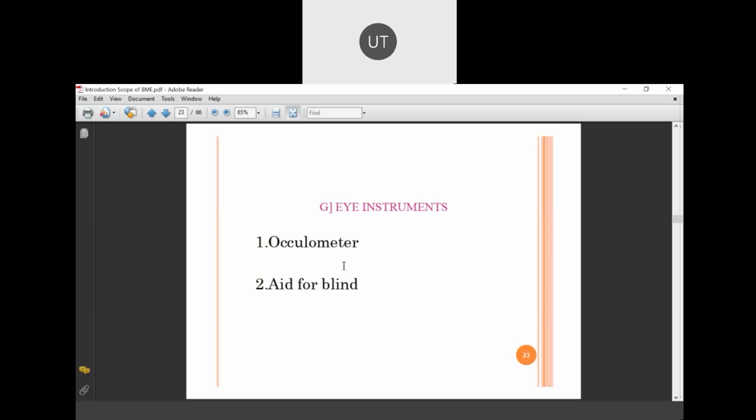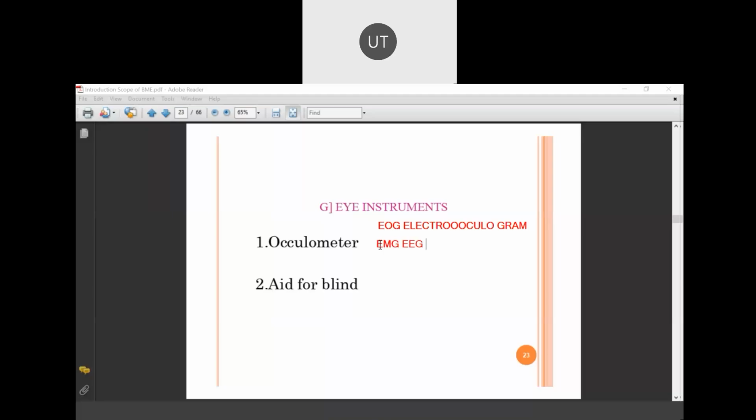Then oculometer is there. Again, if you want to measure the electrical activity related to the eye movement, it is called the EOG, electrooculogram. This might be a new term for you, but the signals generated by the eye will get intermixed with the muscle signals or with the brain signals, that means EMG or EEG.